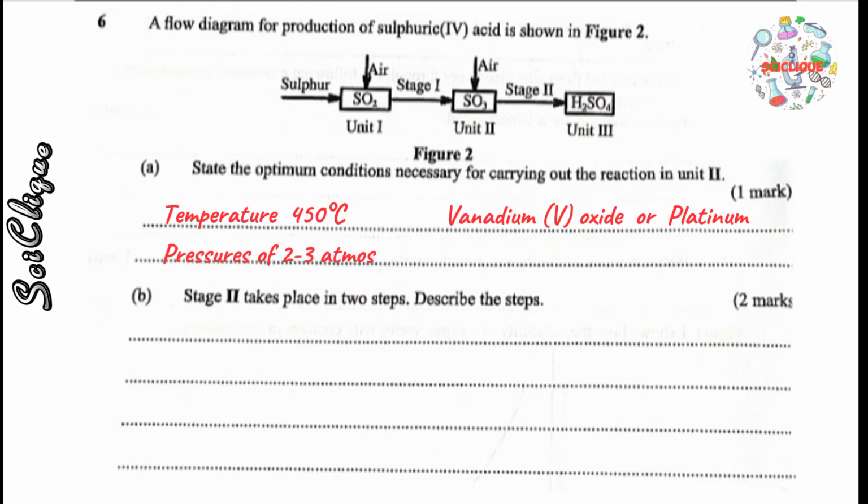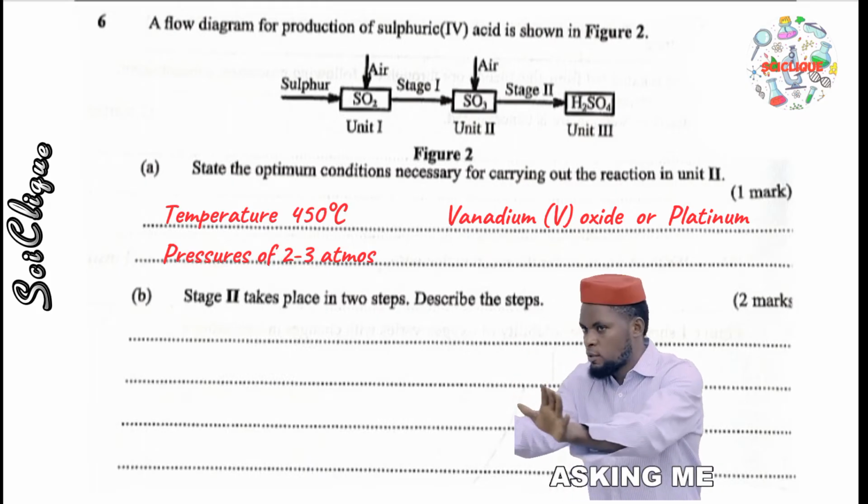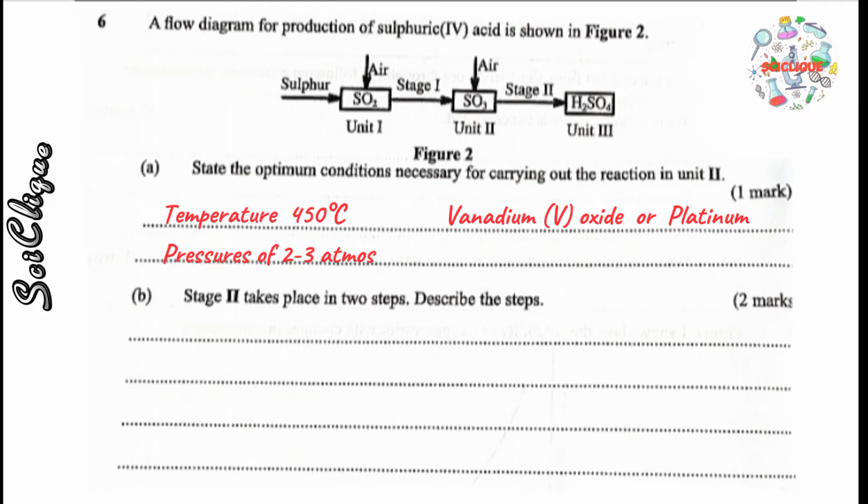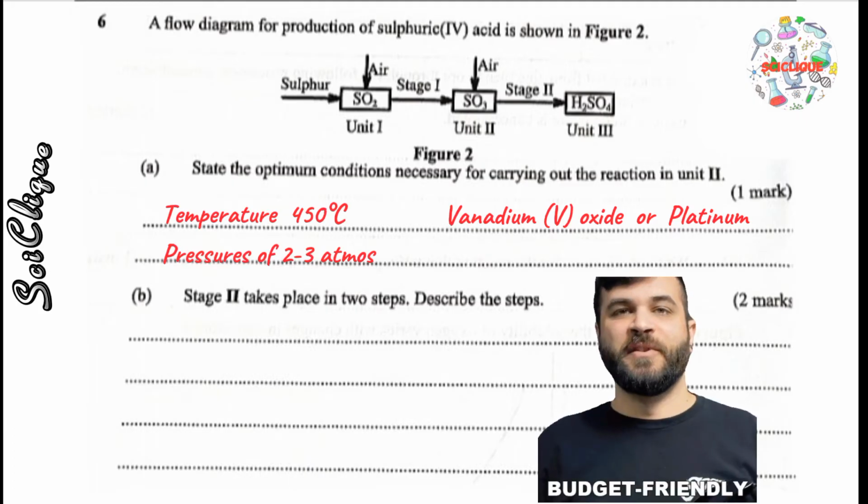Now, I want you to think and tell me, why would vanadium(V) oxide be the preferred catalyst? Actually, for 2 reasons. Reason number 1 starts with a C. Yes, because it's cheaper. And reason number 2 is that it's less poisoned. Now, I want to say this. Students sometimes write that vanadium(V) oxide is cheap. It's not cheap. It's cheaper compared to the cost of platinum.